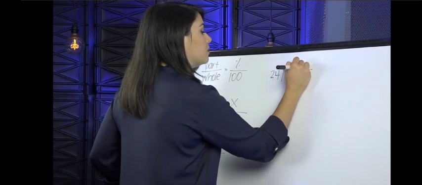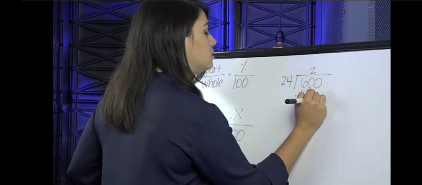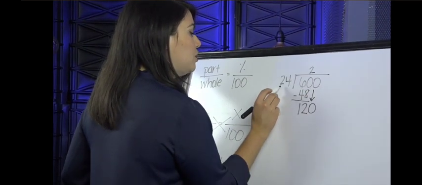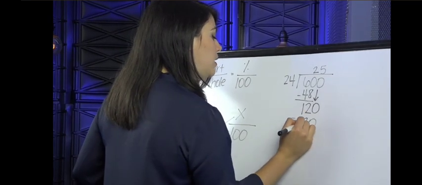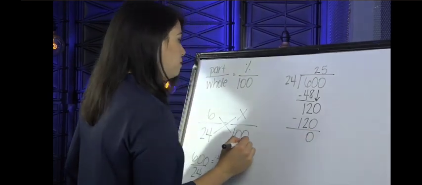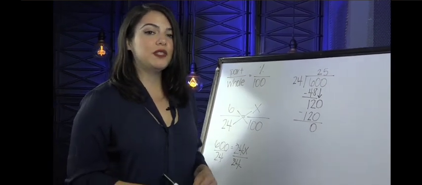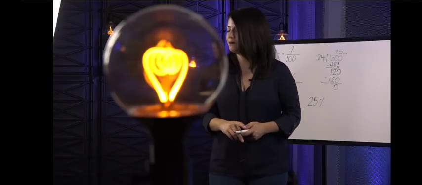So 24 goes into 60 2 times. 24 times 2 is 48. 60 minus 48 is 12. We can bring down the 0, and we have 120. 24 goes into 120 5 times. 24 times 5 is 120. So 120 minus 120 is 0. So we know that if Jonathan gave Luke 6 stamps, he gave him 25% of his original stamp collection. Let's take a look at one more problem.